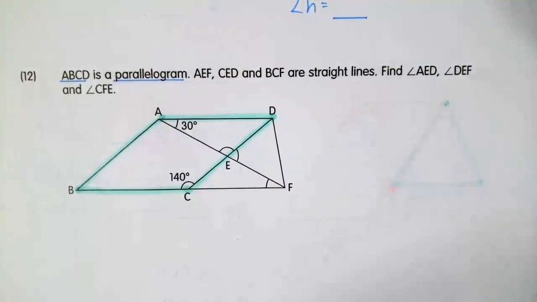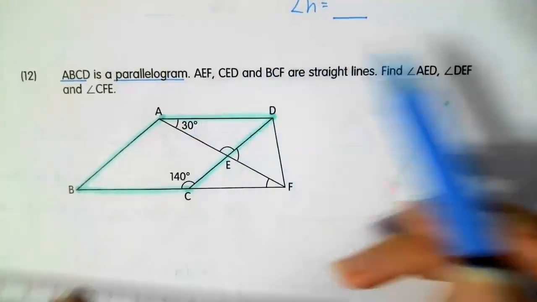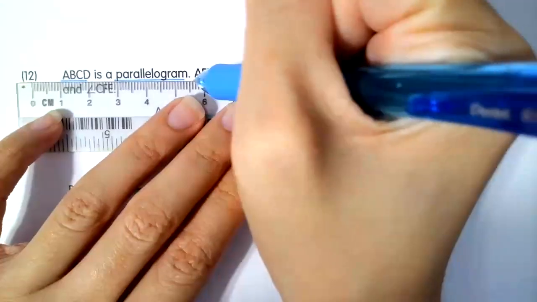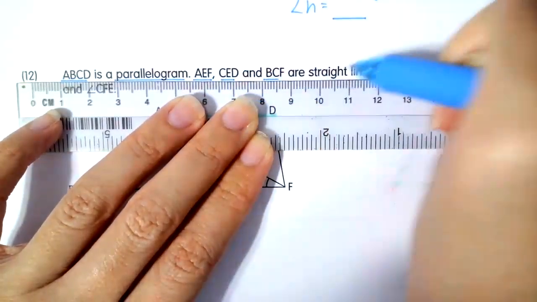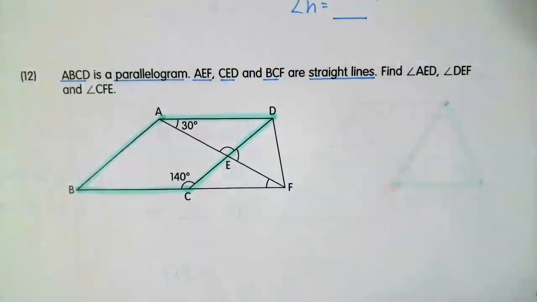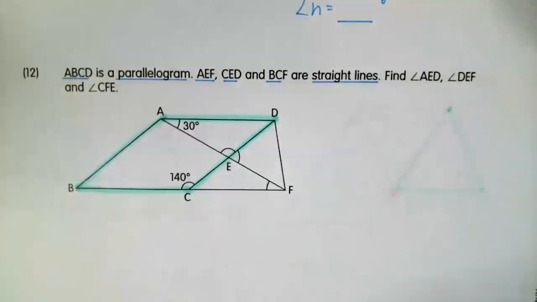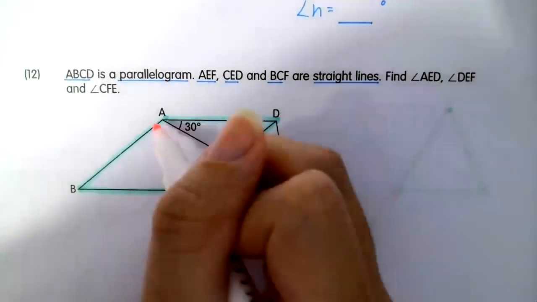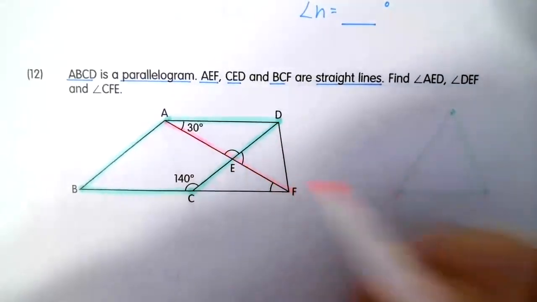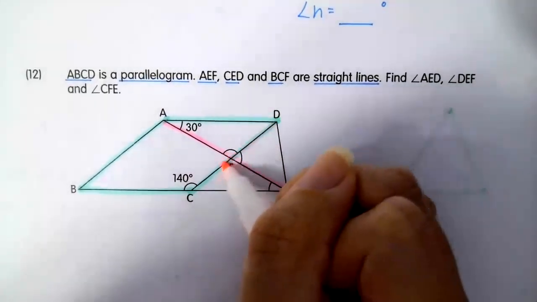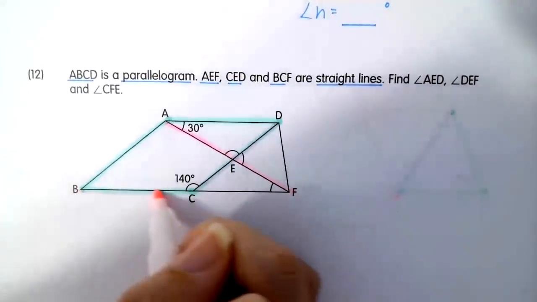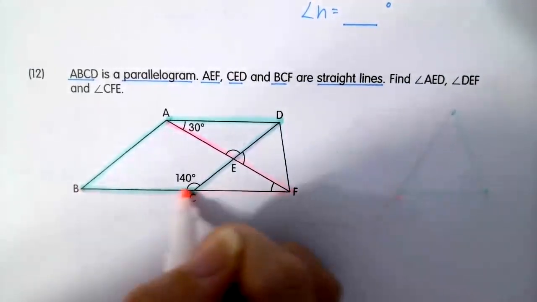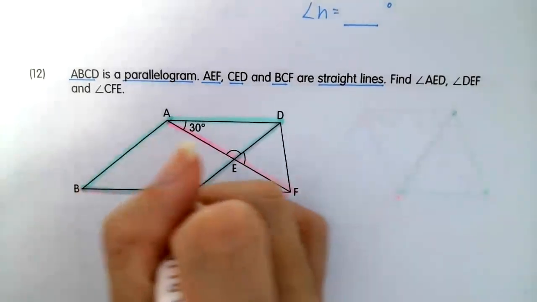Okay. So next, I know that there are three straight lines here: AEF, CED, and DCF. They are all straight lines. So I'm going to use this. So we have AEF, this is a straight line. Then we have CED, a straight line. And we also have DCF in a straight line as well. Not sure if it's showing up on the screen.